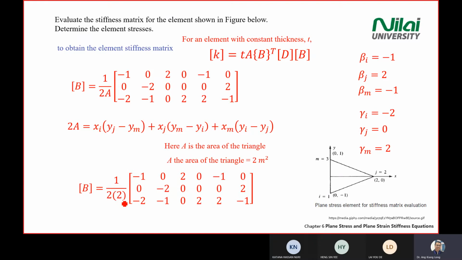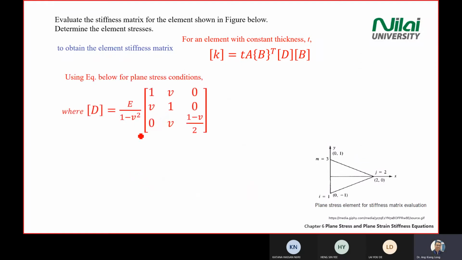You substitute the value inside the equation above. 1 over 2A, get 2. D, how do you get D? D is from the standard equation: D equals E divided by 1 minus Poisson ratio squared, times the matrix with 1, Poisson ratio, and 1 minus Poisson ratio divided by 2. So this is standard already. You key in the value because E is given and Poisson ratio is given.